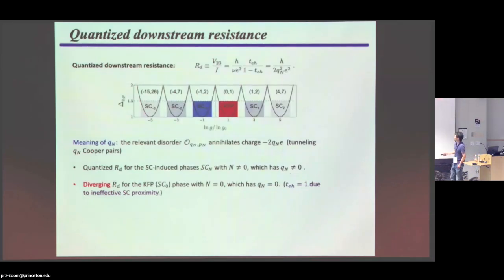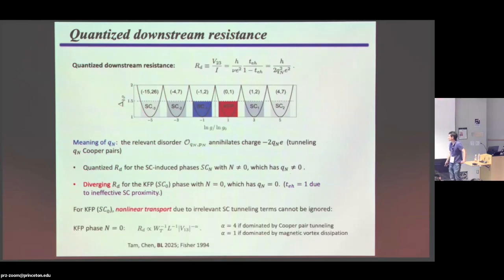Okay, eventually, just another comment is that this result works if Qn is not 0. Recall that Qn is the number of Cooper pairs tunneled into the superconductor from this disordered term. So if it's really a superconducting induced phase, then Qn is non-zero, and you find this well-defined quantized RD. But suppose you're not inducing an efficient superconducting proximity. That means the edge inside the superconducting region is still in the Kane-Fisher-Polchinski phase. Then Qn is actually 0, and you'll find a diverging result. That's basically corresponding to Tn equal to 1, which says you don't induce efficient superconducting proximity.